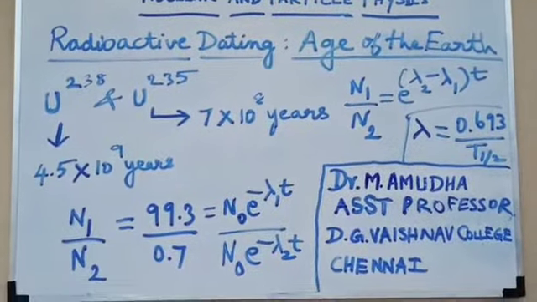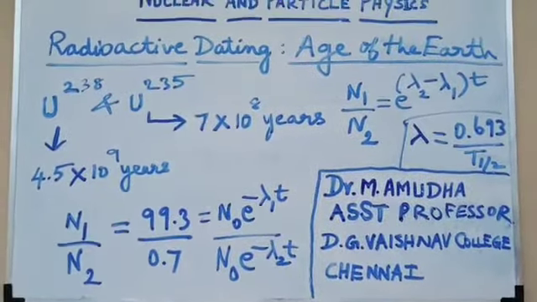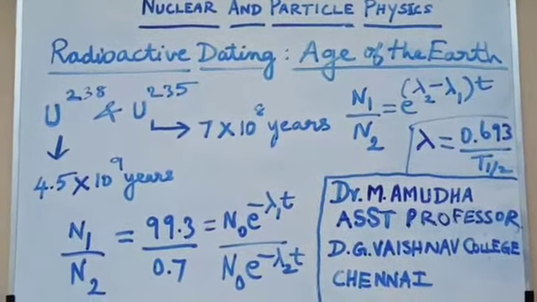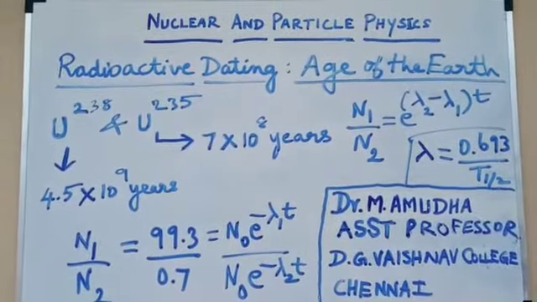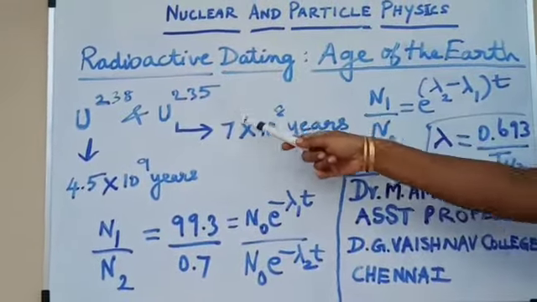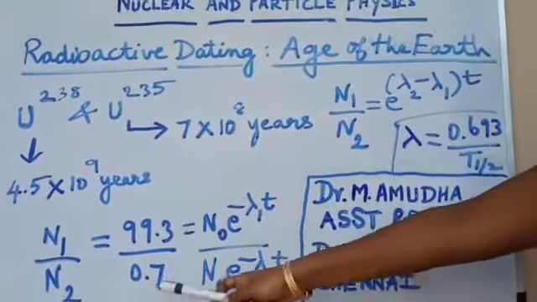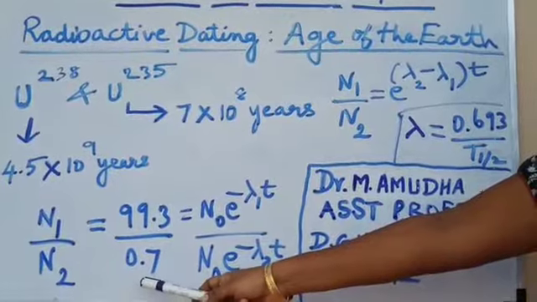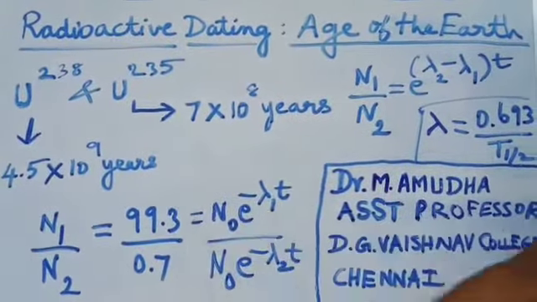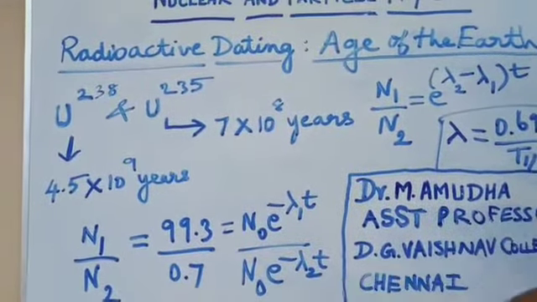The age of the Earth is estimated using the relative abundance of the two isotopes, uranium-238 and uranium-235, which are present in natural uranium. The half-life period of uranium-238 is 4.5 × 10^9 years, and the half-life period of uranium-235 is 7 × 10^8 years. From the present relative abundance, uranium-238 and uranium-235 are 99.3% and 0.7%.